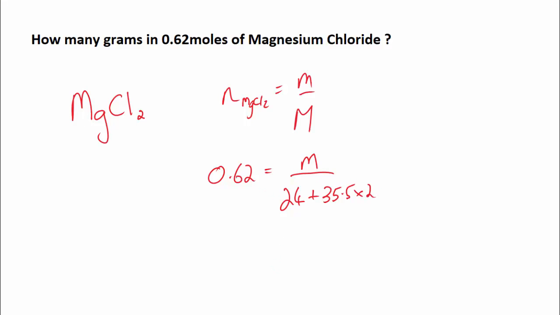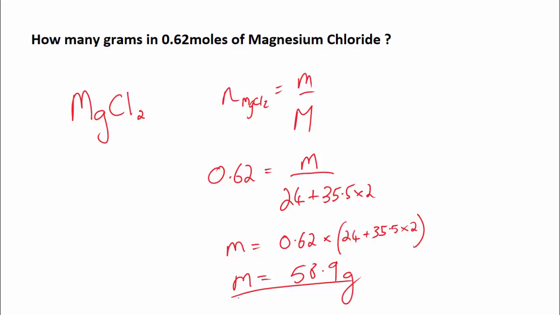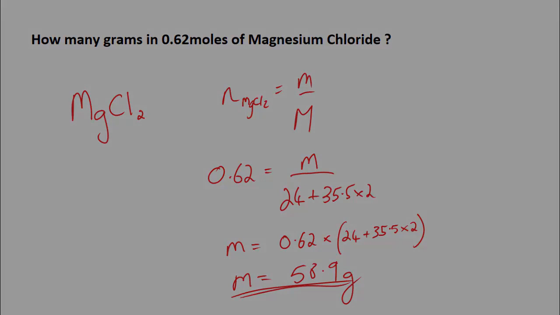Now we use a little bit of algebra. We want to bring up the bottom number by multiplying it out. So 0.62 times the molar mass of the magnesium chloride. You can do the mass first or write it all down like I'm doing, doesn't matter. And then we end up with a mass of magnesium chloride, and in this case it's 58.9 grams. So 0.62 moles is 58.9 grams.